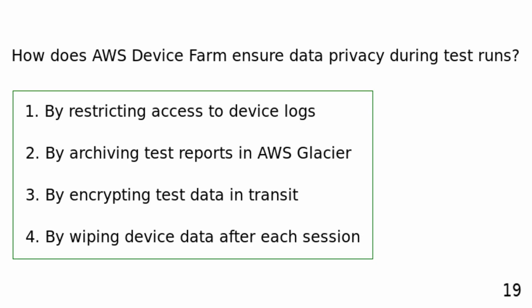By restricting access to device logs. By archiving test reports in AWS Glacier. By encrypting test data in transit. By wiping device data after each session.